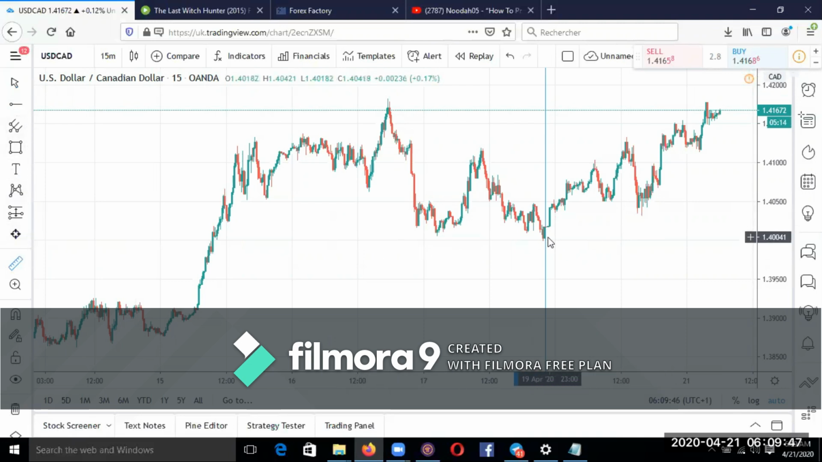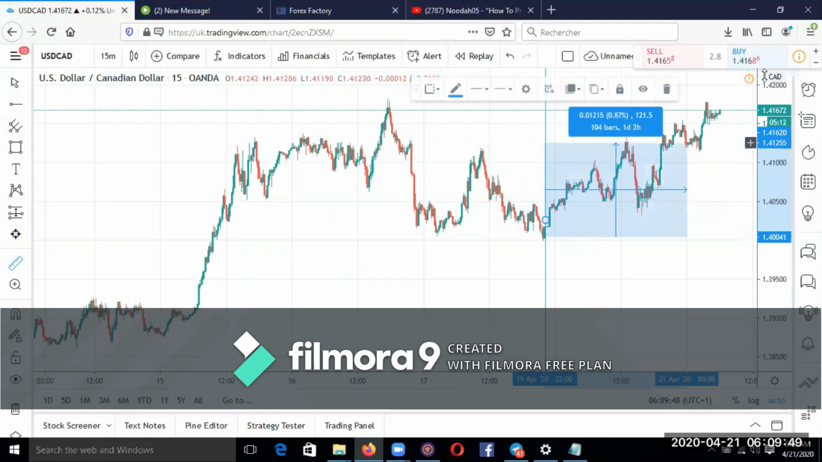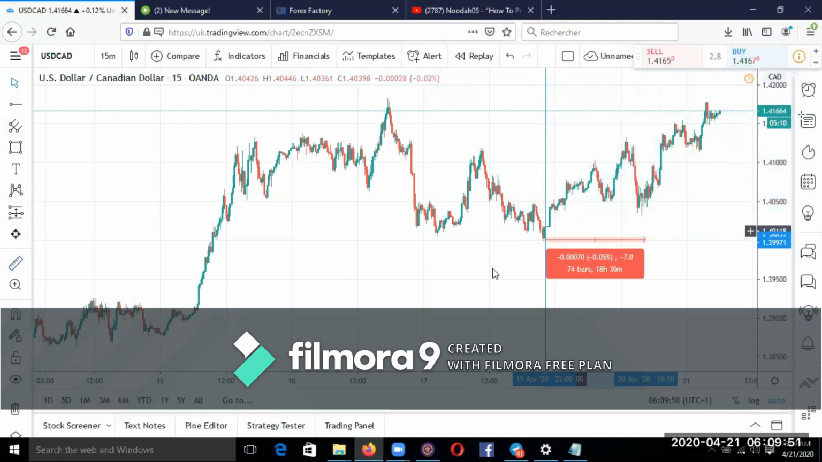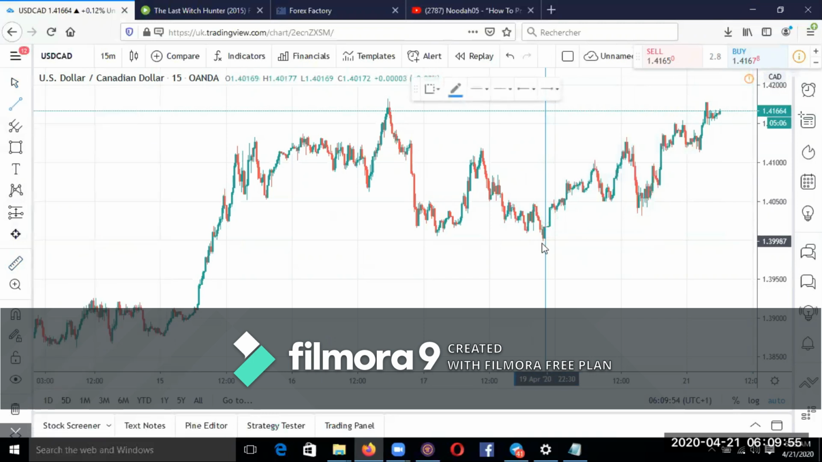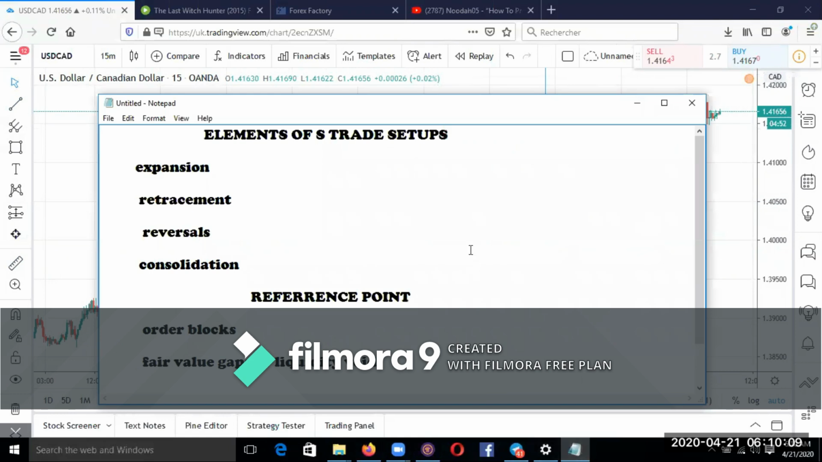When you see the market moving from here, boom, yeah, you see the market move from here, boom, to this level, right? So this movement from here to here is what I call expansion. So hope it is made clear for everybody over here.